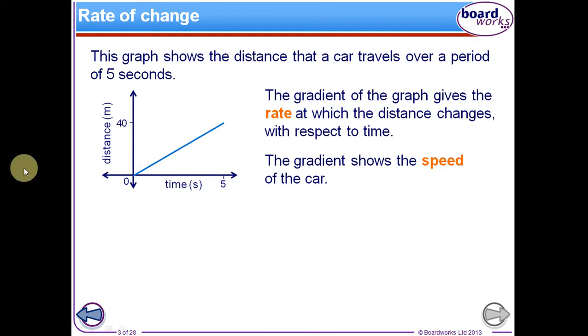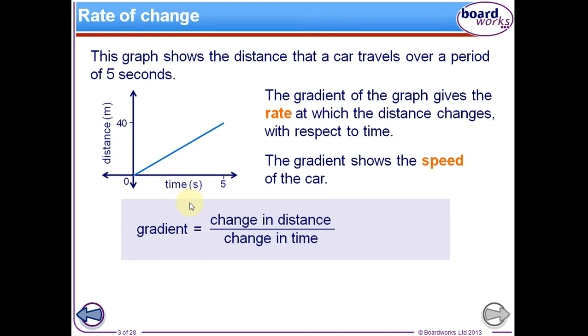So the rate is change in distance divided by change in time, and that is also known as gradient. Gradient is also known as slope, the slope of this very graph. So that will give you distance over time. Not a speed time graph, this is a distance time graph, and the slope on that distance time graph gives you speed.